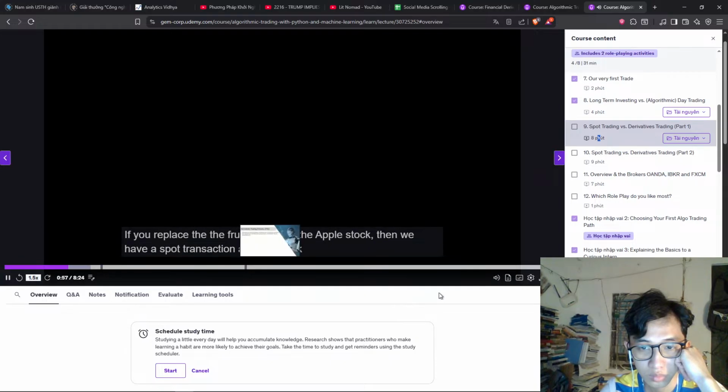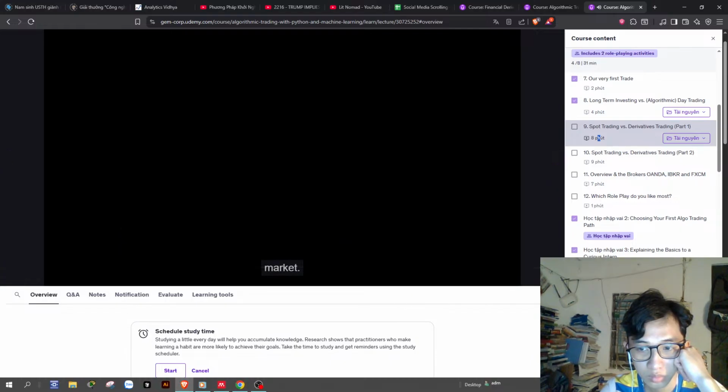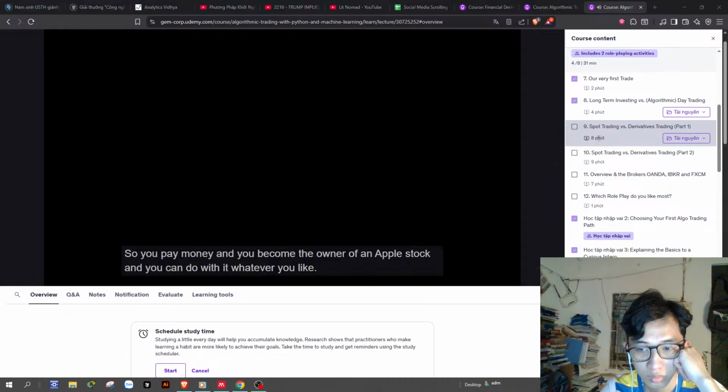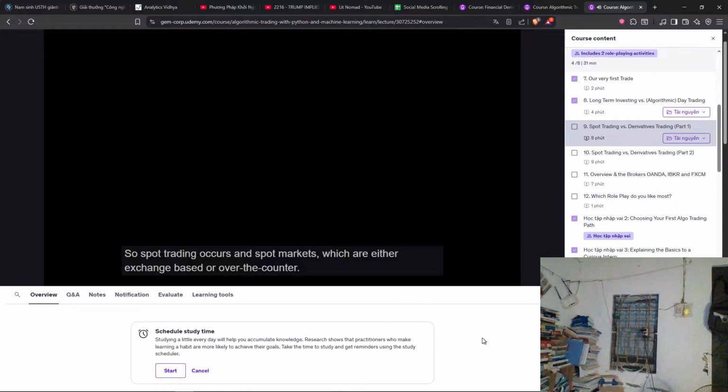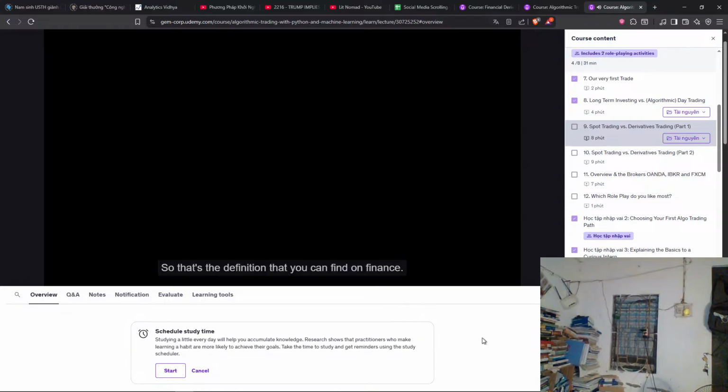Now, if we replace the fruit apple by the apple stock, then we have a spot transaction in the stock market. So you pay money and you become the owner of an apple stock, and you can do with it whatever you like. So in the financial industry, spot trading involves direct purchasing or selling financial instruments and assets like stocks, bonds, forex, or cryptocurrencies. And typically the delivery of the asset is immediate. So spot trading occurs in spot markets, which are either exchange-based or over-the-counter. So that's the definition that you can find on Binance.